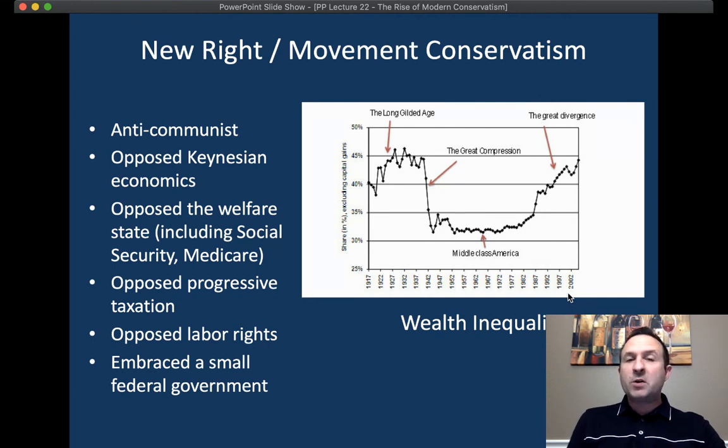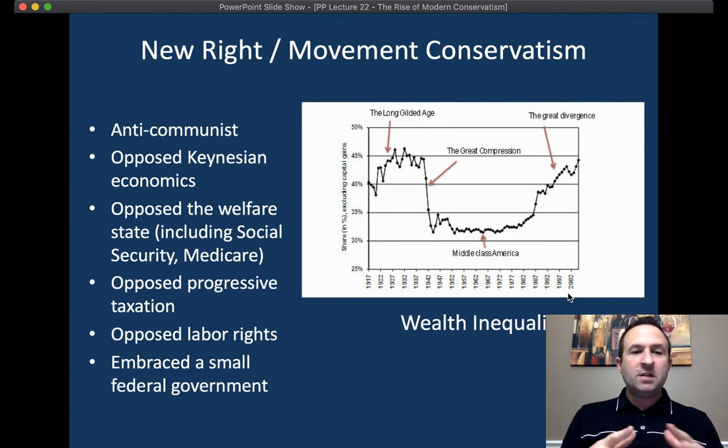They opposed progressive taxation. Why should the rich, who worked hard to get their wealth, theoretically, have to get taxed more? Why should they pay a higher percent because they worked hard? Why are they being punished? They opposed labor rights for unions. In other words, why should the government or any group of people tell a businessman how to run his business, or what wages they should pay, or what work conditions to give? And ultimately what they embrace is a small government.